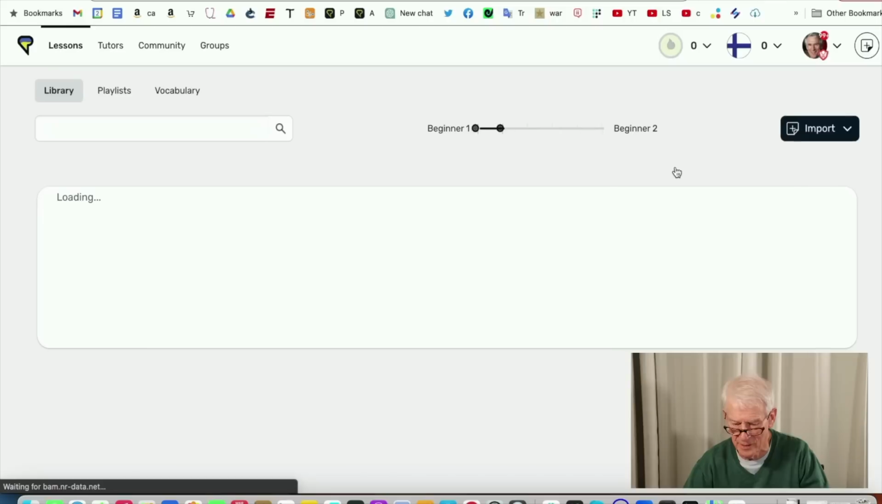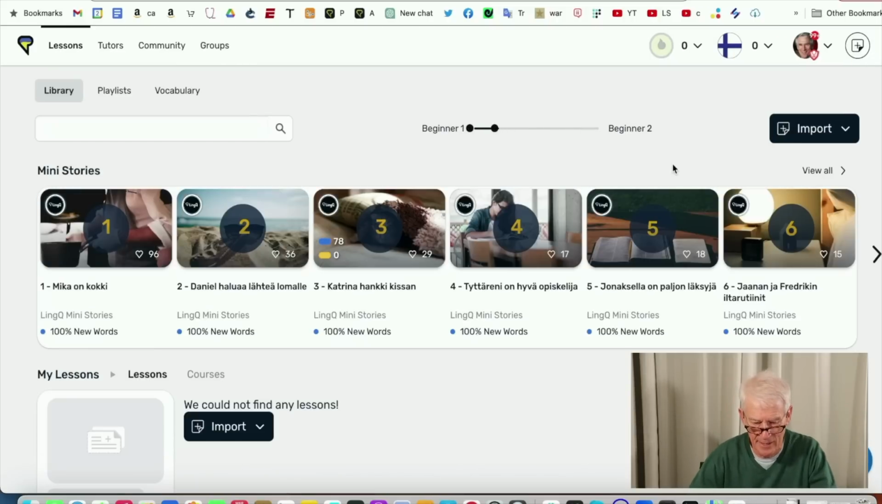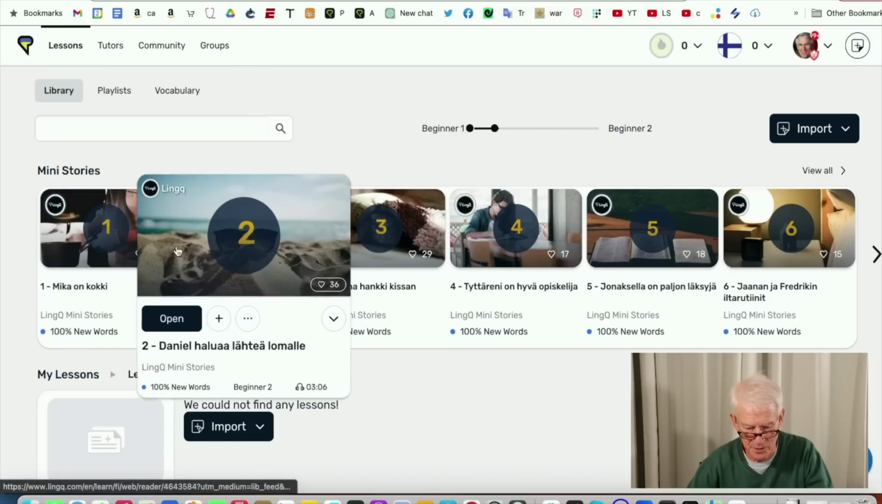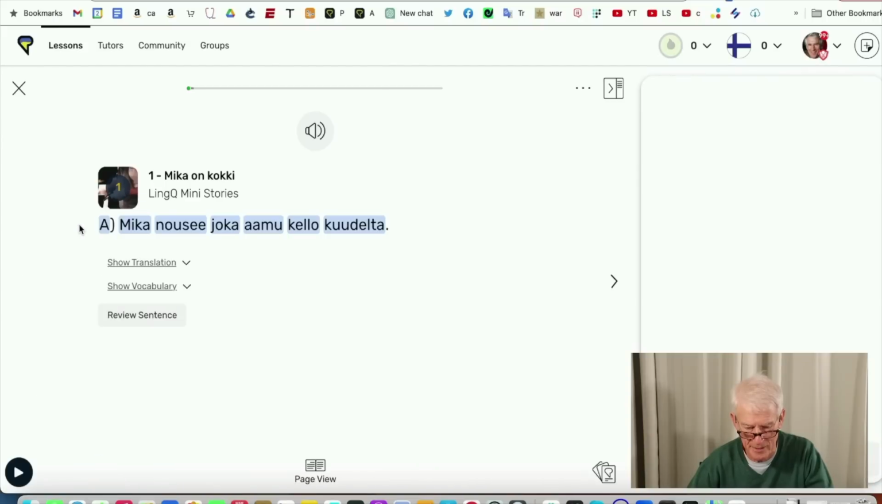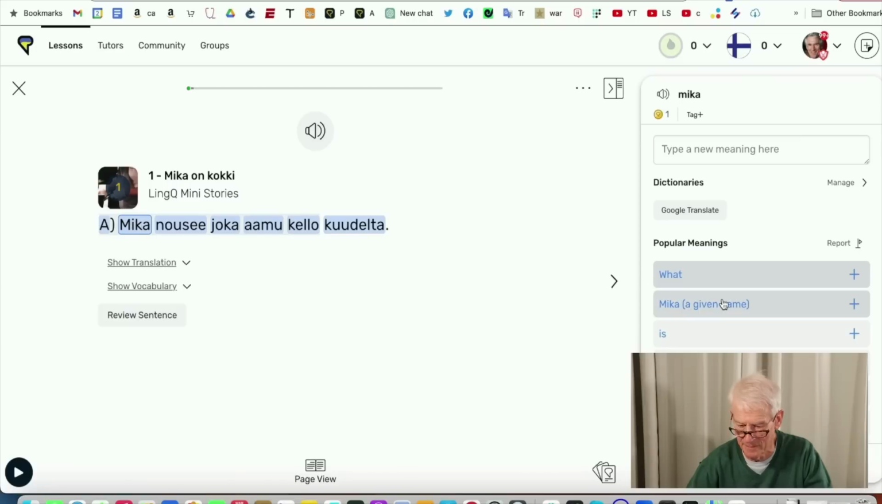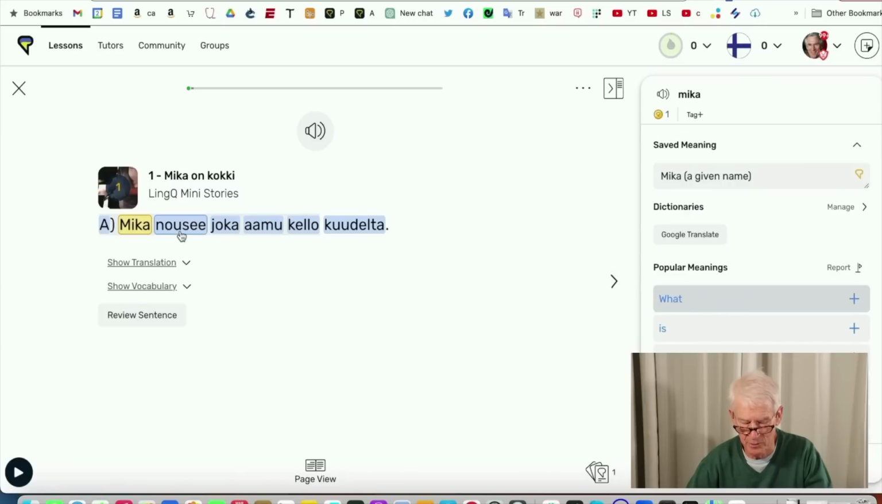So here we have Finnish, and I know it's the mini stories that I want, so I click on the first mini story, and I see this: Mika nousee joka aamu kello kuudelta, okay? So I can click on Mika, that's a name. And by the way, I do this all in sentence mode. Sentence review is the best way to get started in a language because you get a sense of the language.